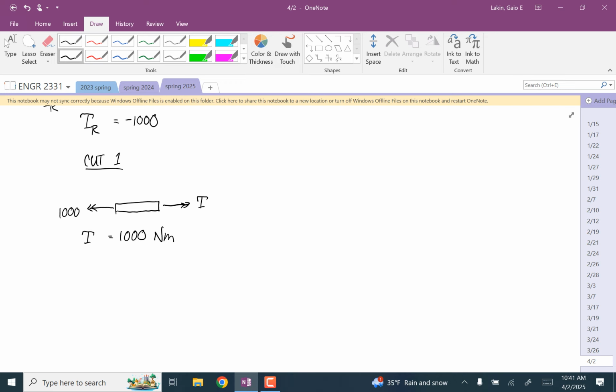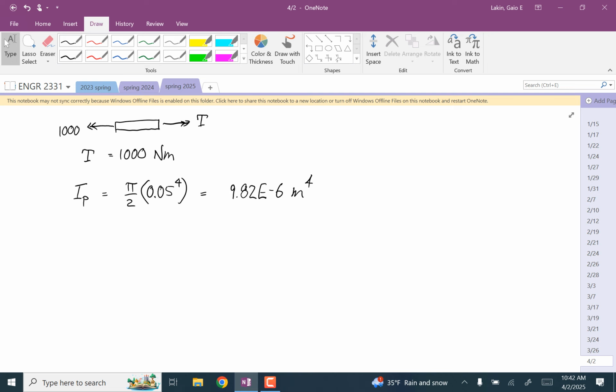So we have that. Now we have to calculate the polar moment of inertia. With all these moments of inertia, it's not about the point you're looking at. It's about the entire cross-section or body. So in this case, our polar moment of inertia is pi over 2 times 0.05 to the fourth, which is 9.82 times 10 to the minus 6 meters to the fourth. And now we have everything we need to do these two stress calculations.